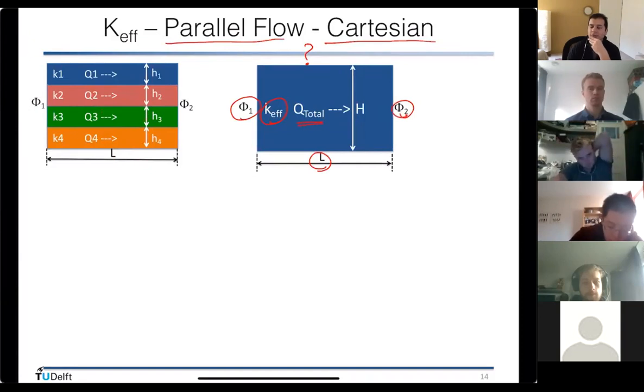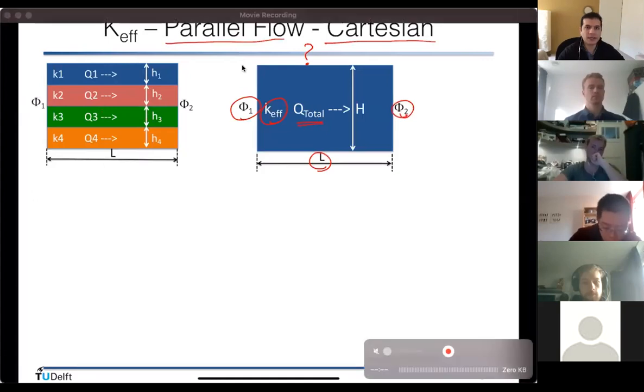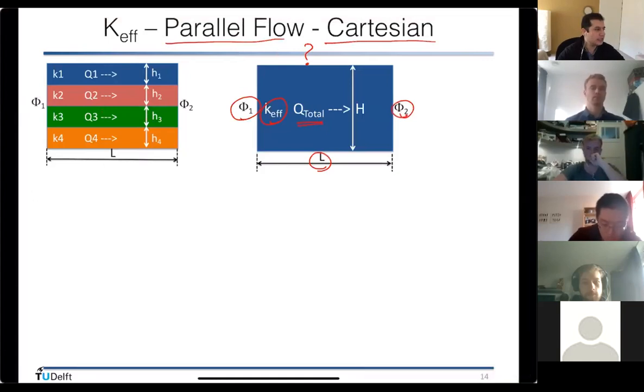How do you think I could find the effective permeability? What would be the basis to find that? I'd like to ask you to spend 10, 20 seconds or so to think about this. See how would you do this calculation or analysis to obtain an effective property that represents such a layered system horizontally aligned with the flow direction?